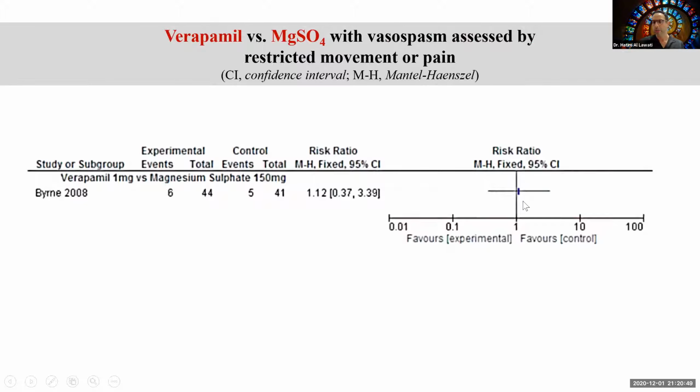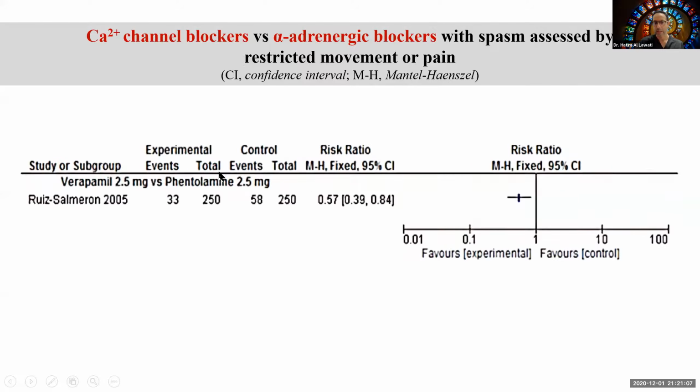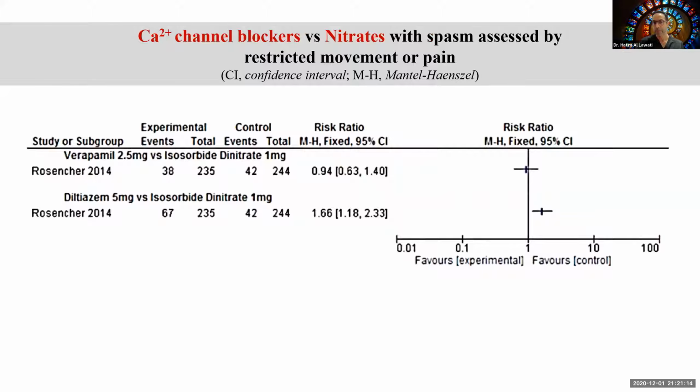There are anecdotal reports of novel vasodilators like magnesium sulfate, and this didn't seem to be any further superior to verapamil. However, the comparison may not be fair because they only used 1 milligram of verapamil in the study. Verapamil seemed to be superior to phentolamine, which is a selective alpha-adrenergic blocker. Verapamil at 2.5 milligrams resulted in a similar reduction in the rates of radial artery spasm compared to isosorbide dinitrate.